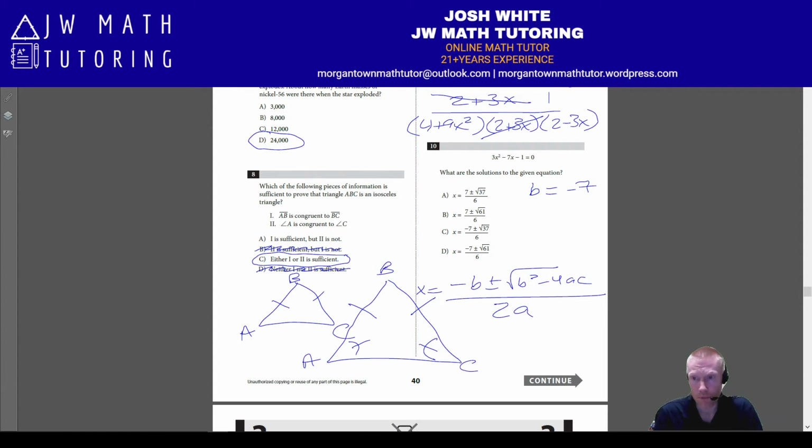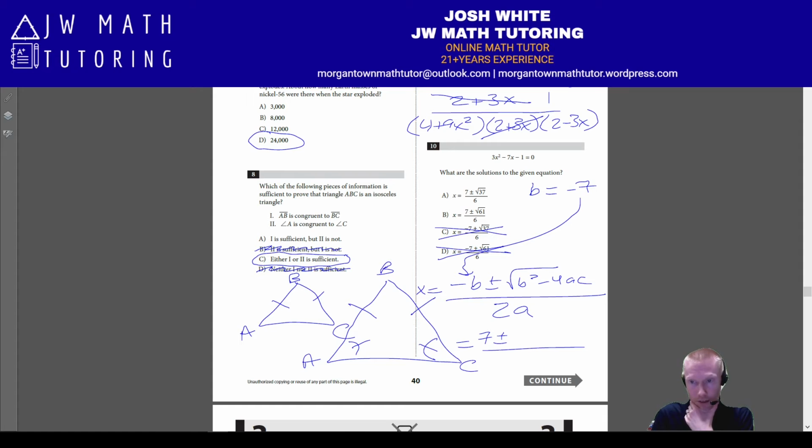Now, b is negative 7. If I take negative 7 and plug that into the formula, notice the negative in front and the negative on the value will make it positive. Therefore, my answer is going to be 7 plus or minus, and so on. So C and D are wrong right away. I can cross them both out, eliminate them. They don't have the right number in front.